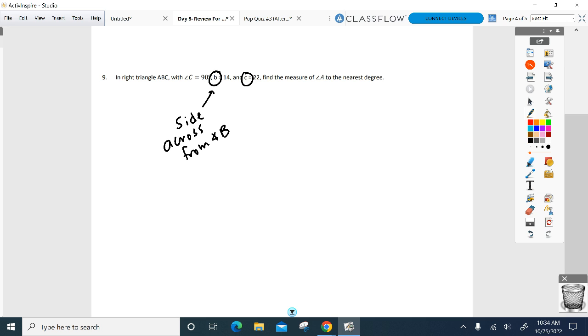You good there, boss? You want me to draw it? Okay, here you go. Here's C, A, and B, right? The side across from angle B is 15. The side across from angle C is 22. And then you have to find angle A. All right?